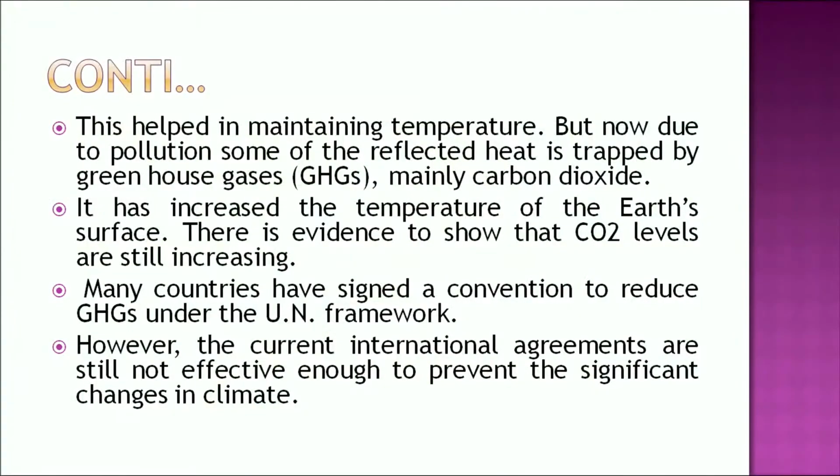This helped in maintaining temperature, but now due to pollution, some of the reflected heat is trapped by greenhouse gases, mainly carbon dioxide. It has increased the temperature of the Earth's surface. There is evidence to show that CO2 levels are still increasing. Many countries have signed a convention to reduce greenhouse gases under the UN framework. However, the current international agreements are still not effective enough to prevent significant changes in climate.